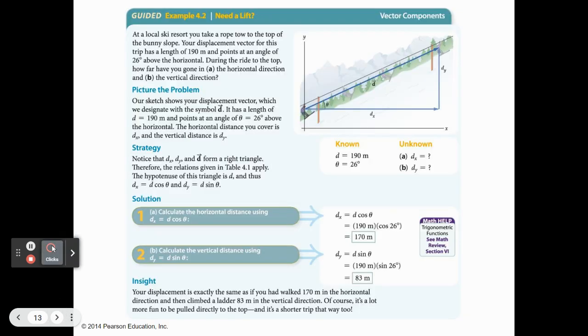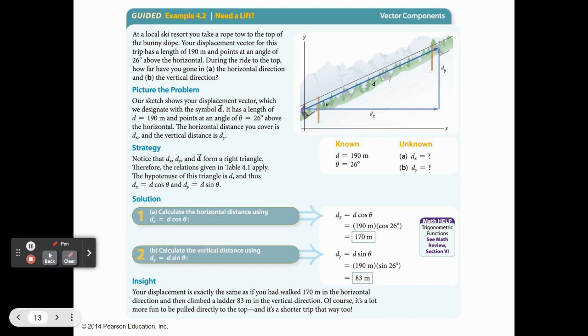Okay, and there is another example. At a local ski resort, you take a rope tow to the top of the bunny slope. Your displacement vector for this trip has a length of 190 meters and points at an angle of 26 degrees above the horizontal. During the ride to the top, how far have you gone in the horizontal direction and the vertical direction?